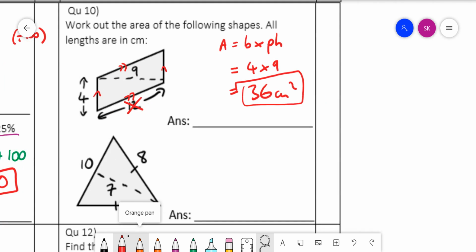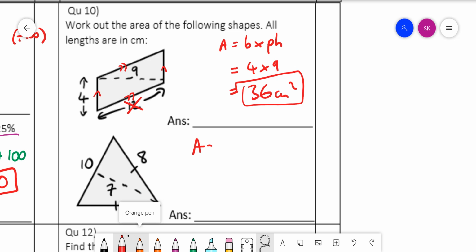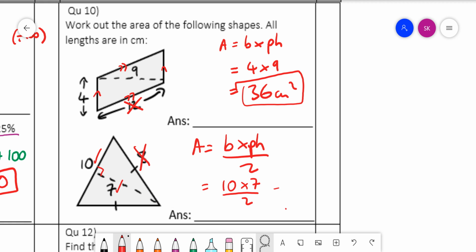10b, this is a triangle. Area of a triangle, base times perpendicular height divided by 2. Again though, there's a red herring. I'm going to call the base 10. So therefore the perpendicular height is going to be 7 because it's at right angles to the 10. And then I divide by 2. The red herring is the 8. Don't need it. So this is therefore 70 over 2, which is 35 centimeters squared. Pause the video, make any notes that you need to, and press play when you're ready for number 11.